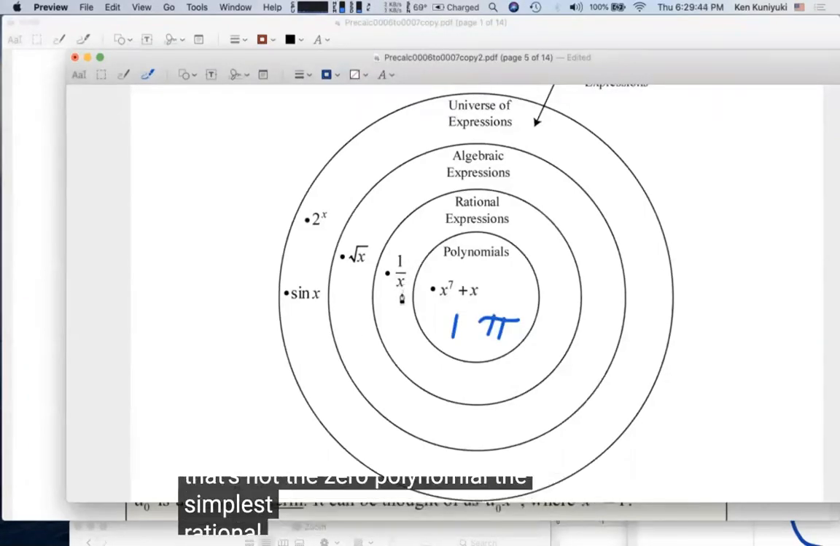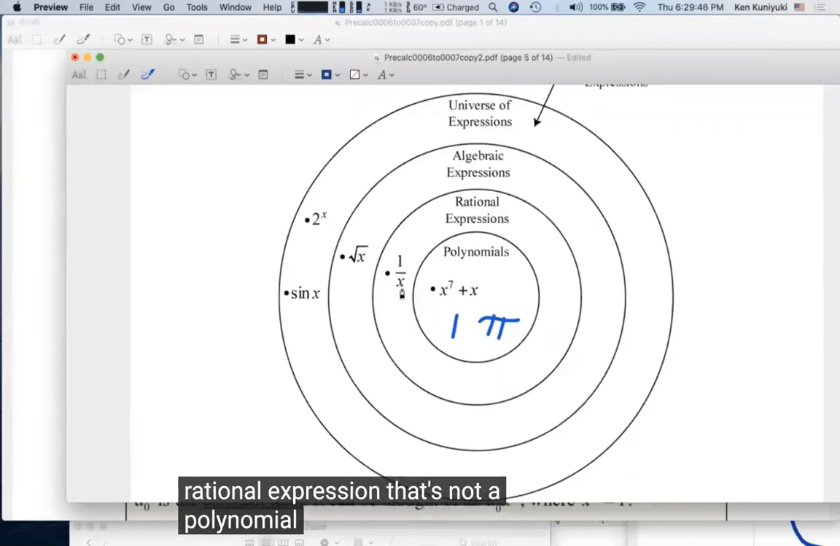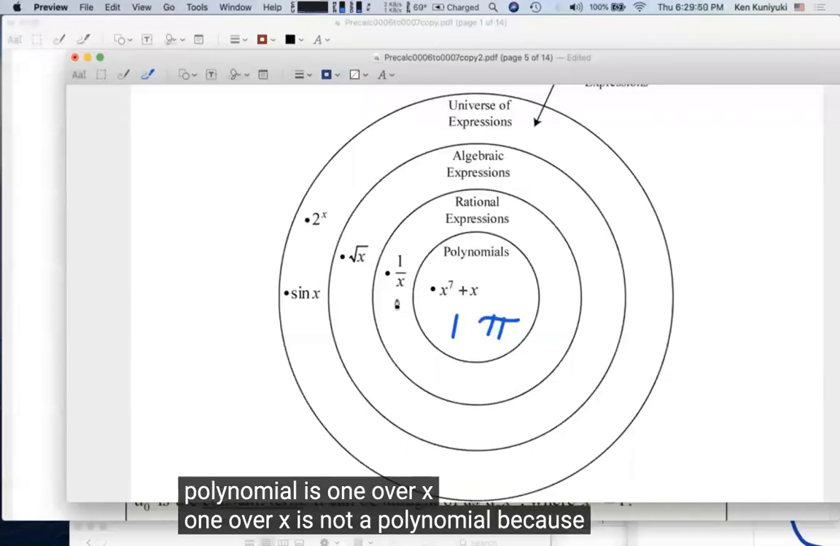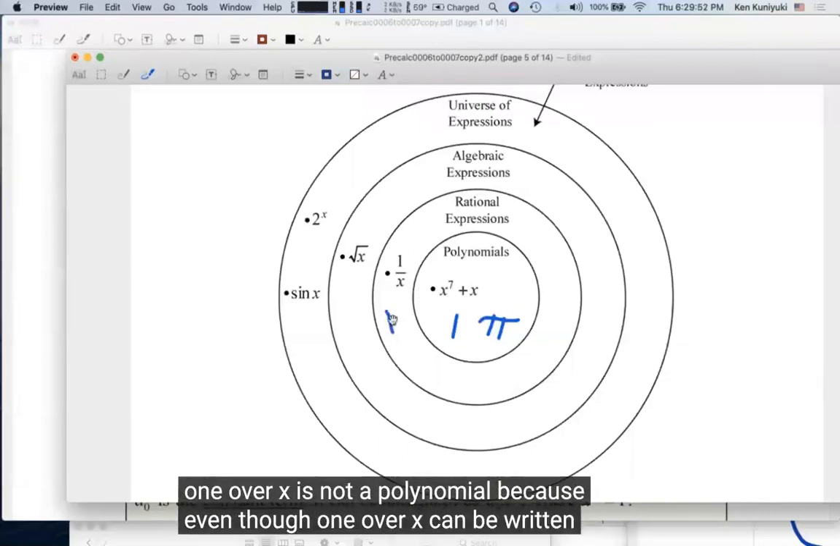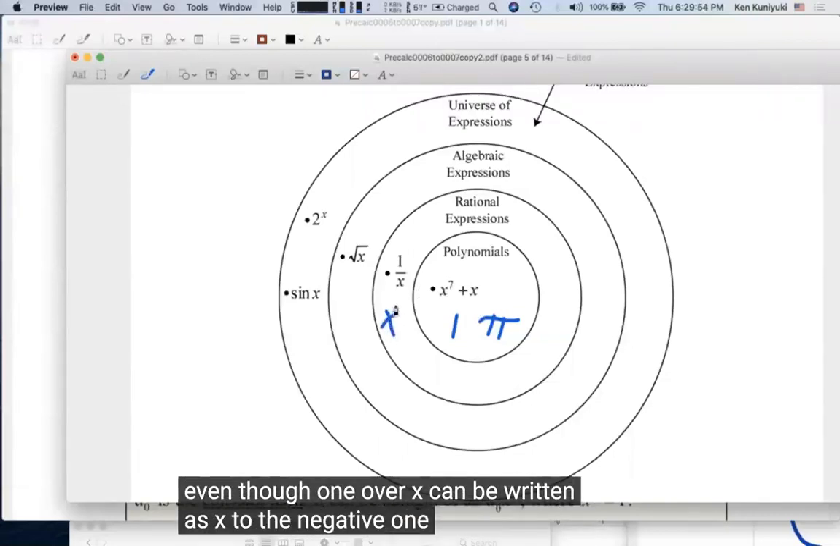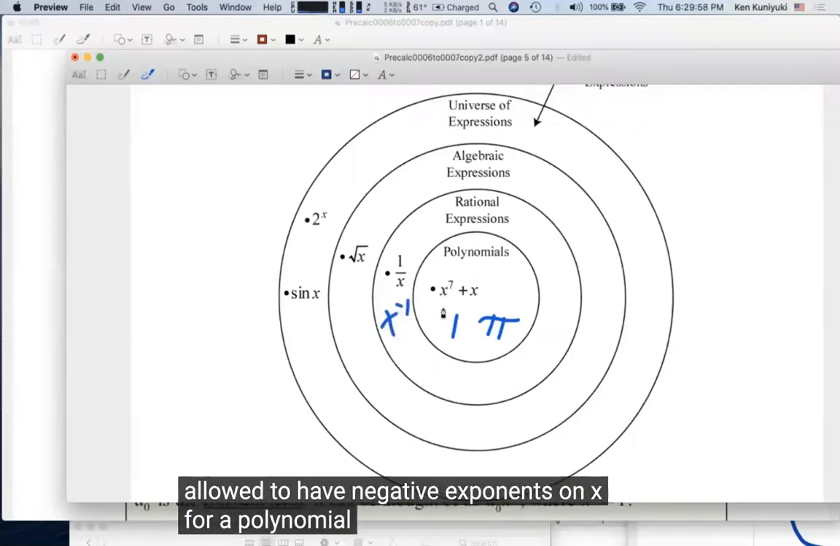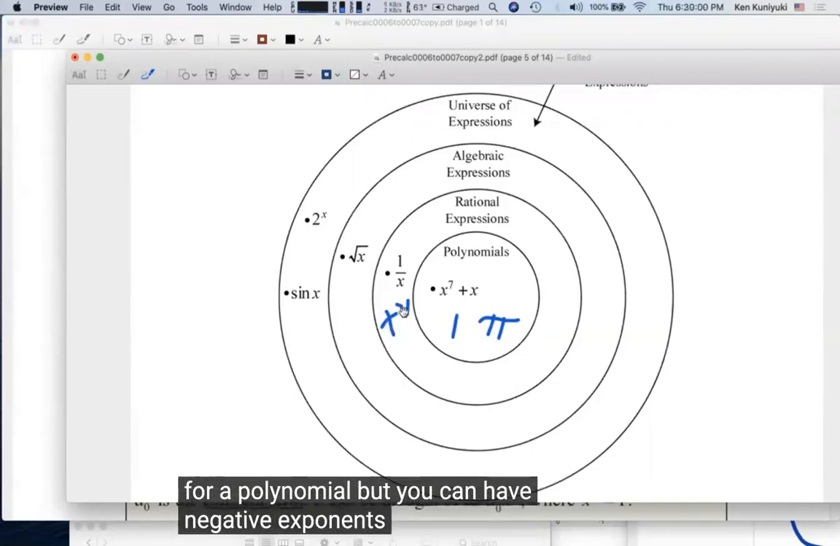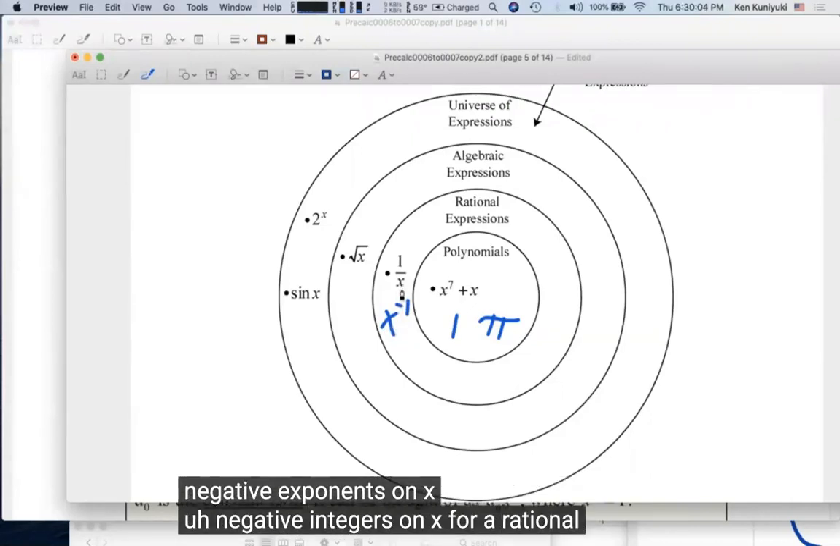The simplest rational expression that's not a polynomial is 1 over x. 1 over x is not a polynomial because even though 1 over x can be written as x to the negative 1, you're not allowed to have negative exponents on x for a polynomial, but you can have negative integers as exponents on x for a rational expression.